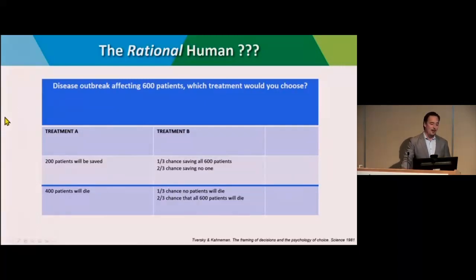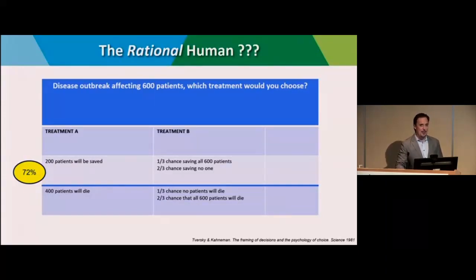This is a vignette where a disease outbreak affecting 600 people breaks out. Which treatment would you choose? I'd call your attention to this top row. So in this first example, treatment A, 200 people are going to be saved. Treatment B, there's a 1/3 chance of saving all 600 patients, but a 2/3 chance of saving no one. Which do you pick, option A and option B? Well, when this was presented in Tversky and Kahneman's 1981 paper in Science, 72% of people said option A. I mean, we don't want to not save 200 people.